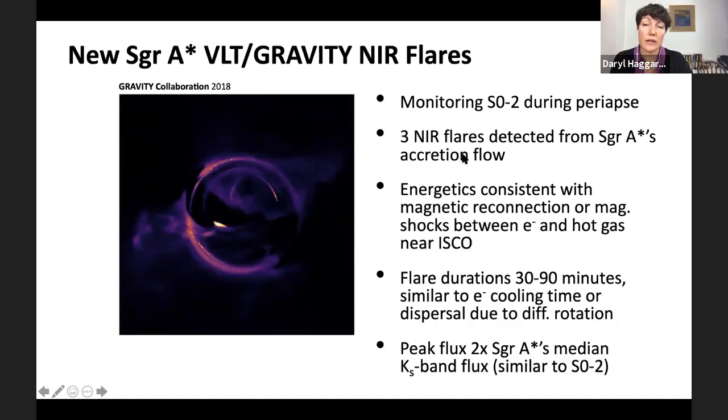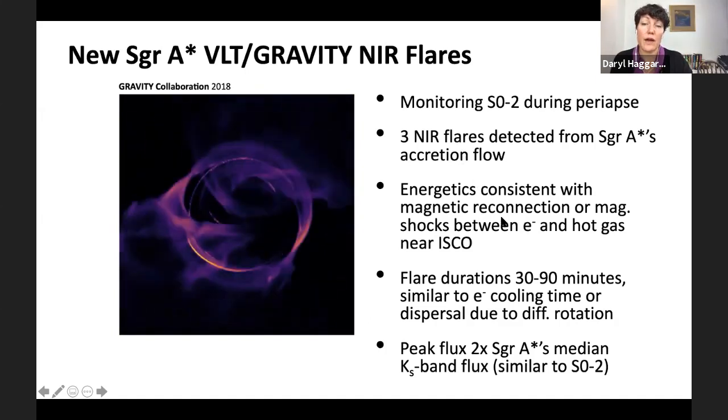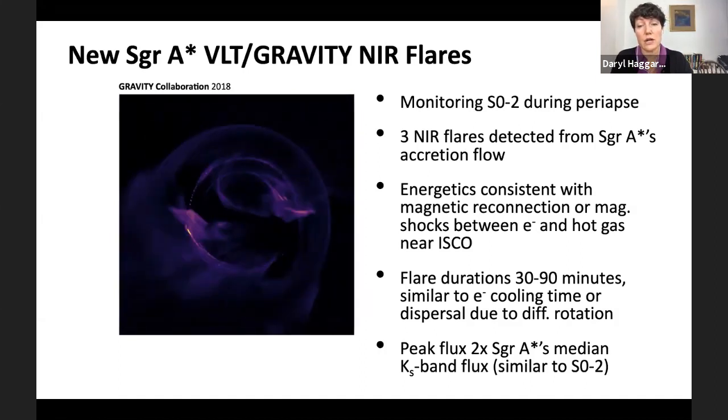In this case, the Gravity collaboration detected 3 near-infrared flares, and they found that their energetics were consistent with magnetic reconnection or potentially magnetic shocks between electrons and hot gas near the innermost stable circular orbit. The flare durations are consistent with the things that we see in the X-ray and the infrared, something like 3 to 90 minutes. And these are similar to the cooling times for electrons if they're experiencing some sort of differential rotation. So this is really exciting.